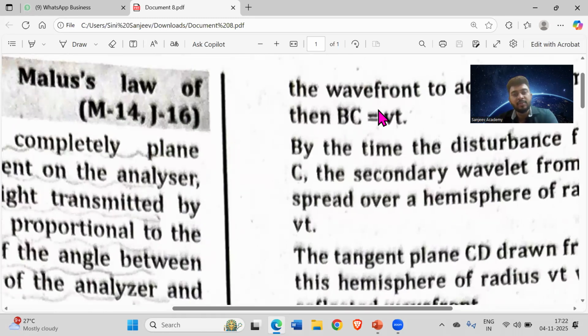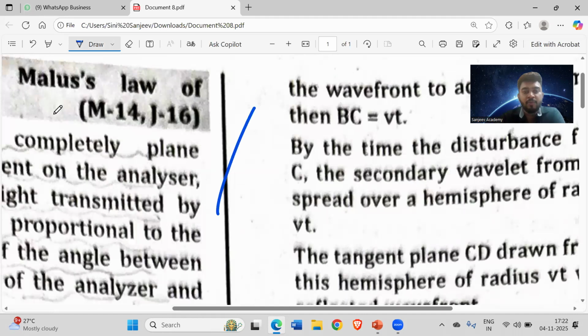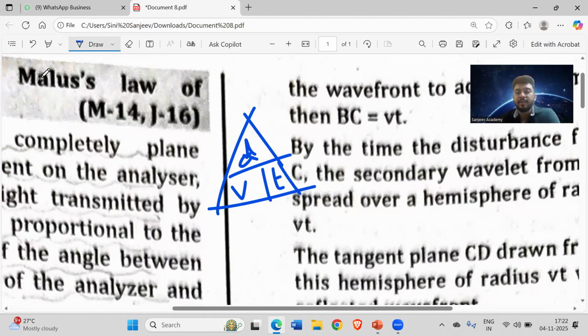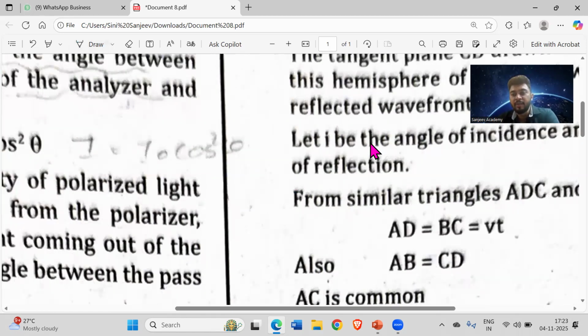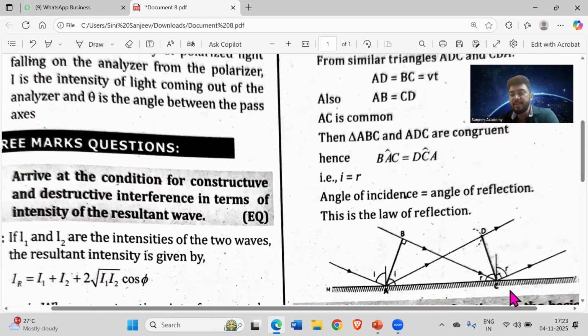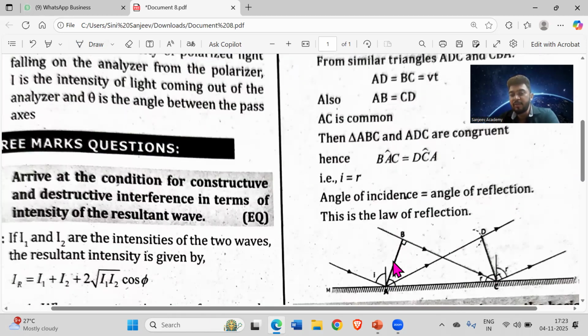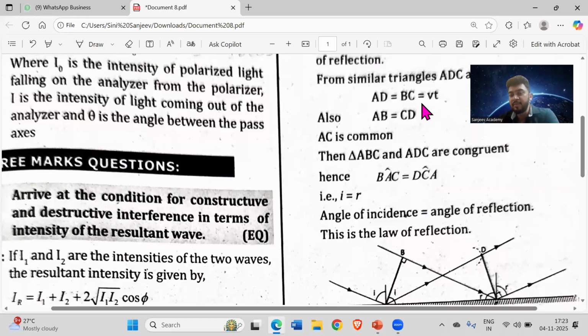So velocity is equal to displacement by time, right? Already you guys know it. Velocity is nothing but displacement by time, or distance by time. So distance is equal to velocity into time. This BC is nothing but distance, it is velocity into time. And I told you this BC is equal to AD, so that is also velocity into time.